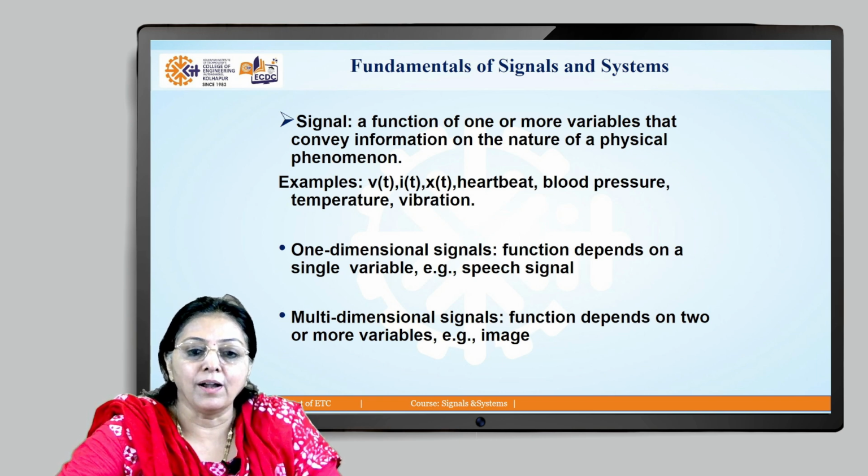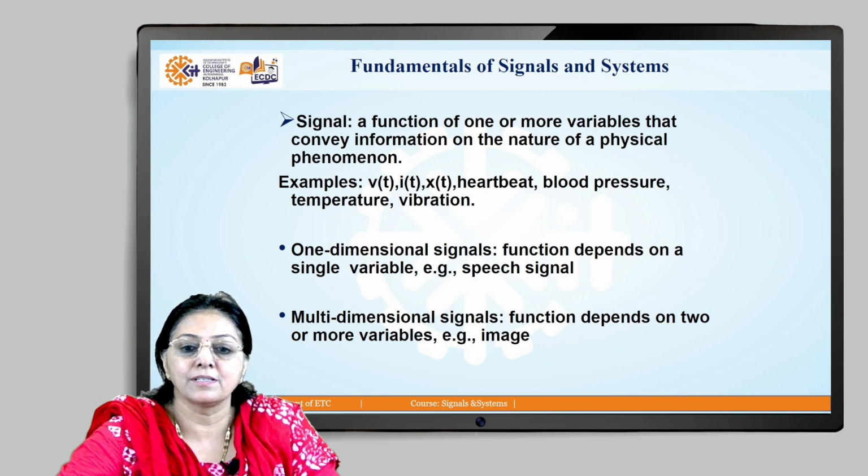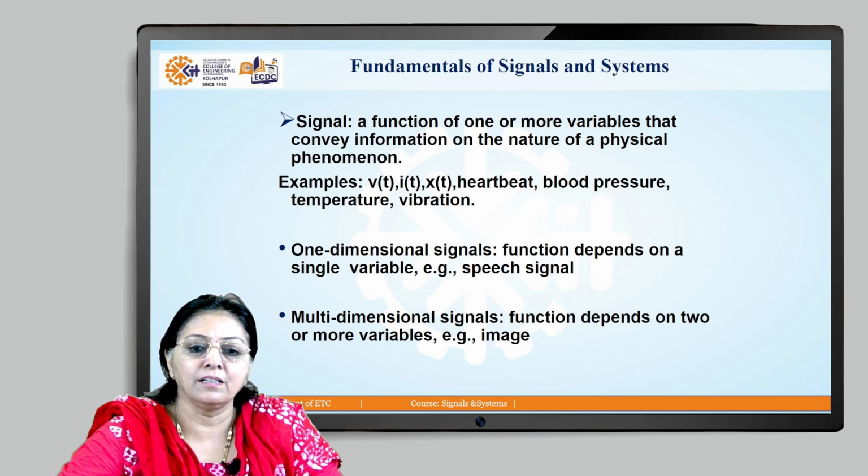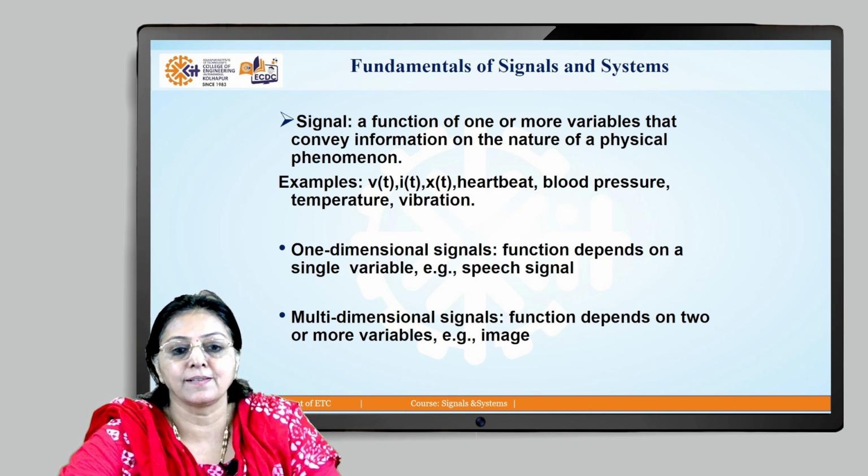The next one is the one-dimensional signal. In a one-dimensional signal, the function depends on a single variable. For example, a speech signal depends on only a single variable. Similarly, we can say the cardiogram is also a one-dimensional signal.